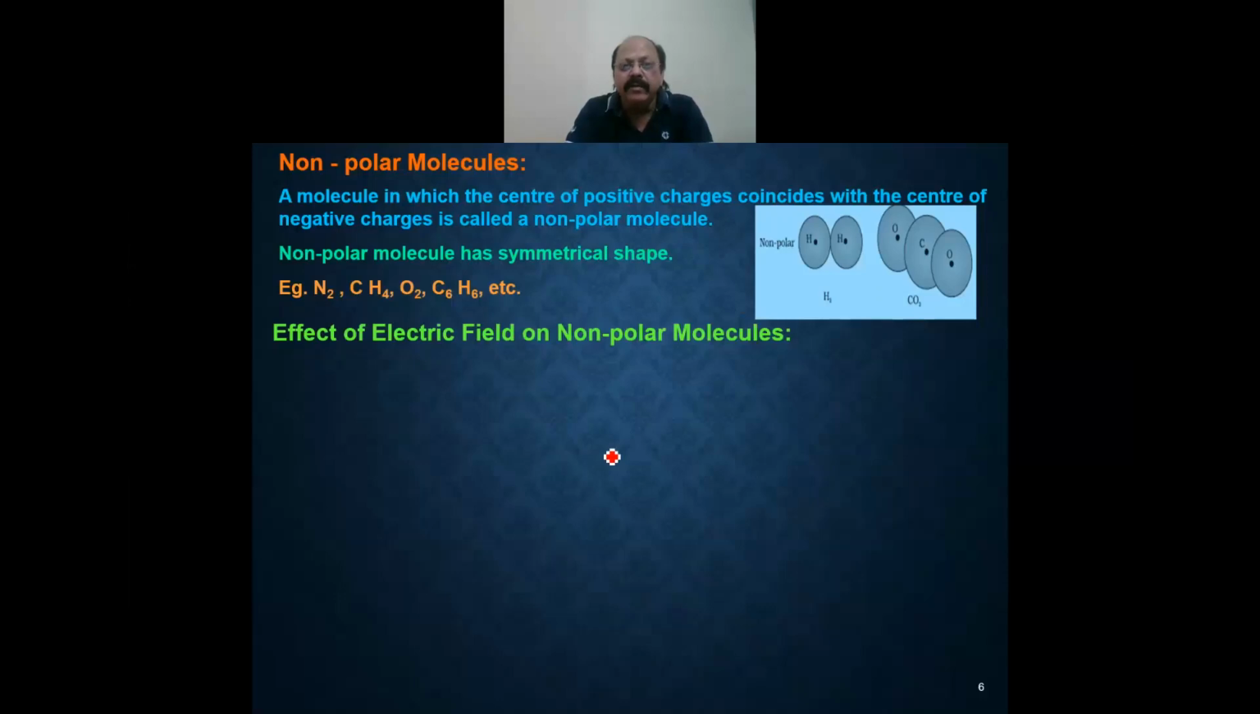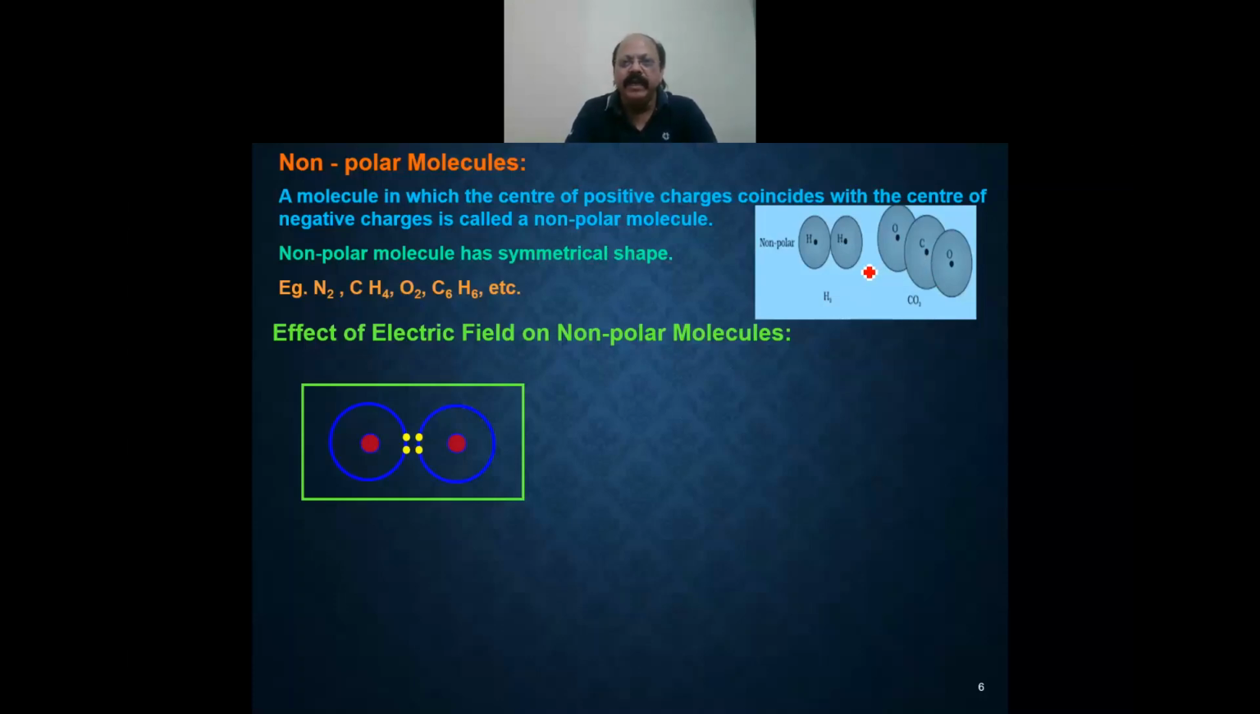A molecule in which the center of positive charges coincides with the center of negative charges is called a non-polar molecule. Non-polar molecules have a symmetrical shape. For example, N2, CH4, O2, H2, C6H6, CO2. You see the diagram here. They are non-polar dielectrics because they are made of non-polar molecules. So H2 and CO2. In these cases, what happens?